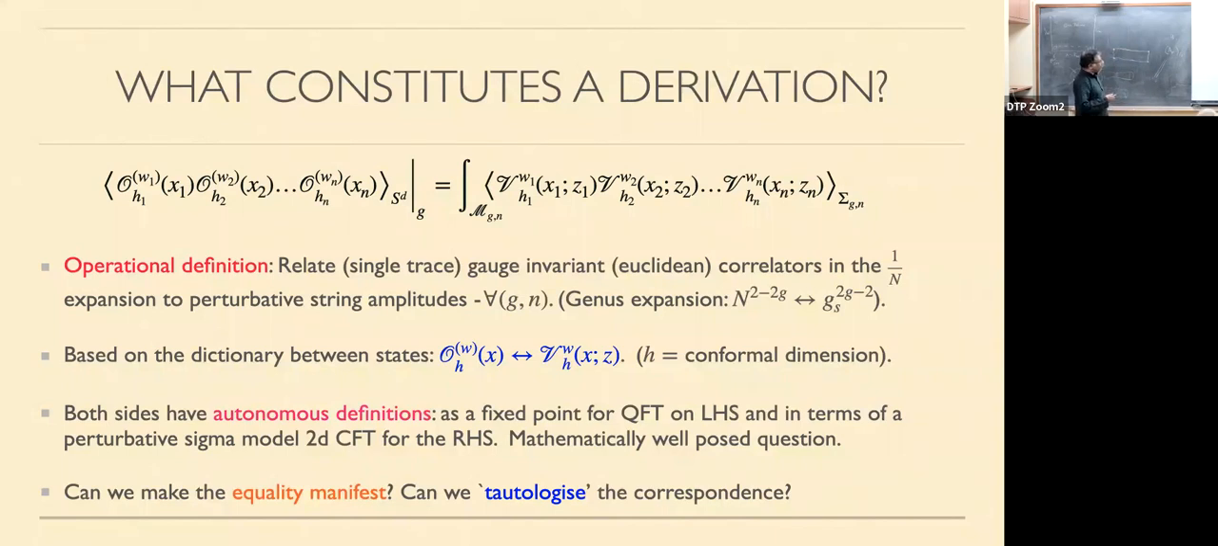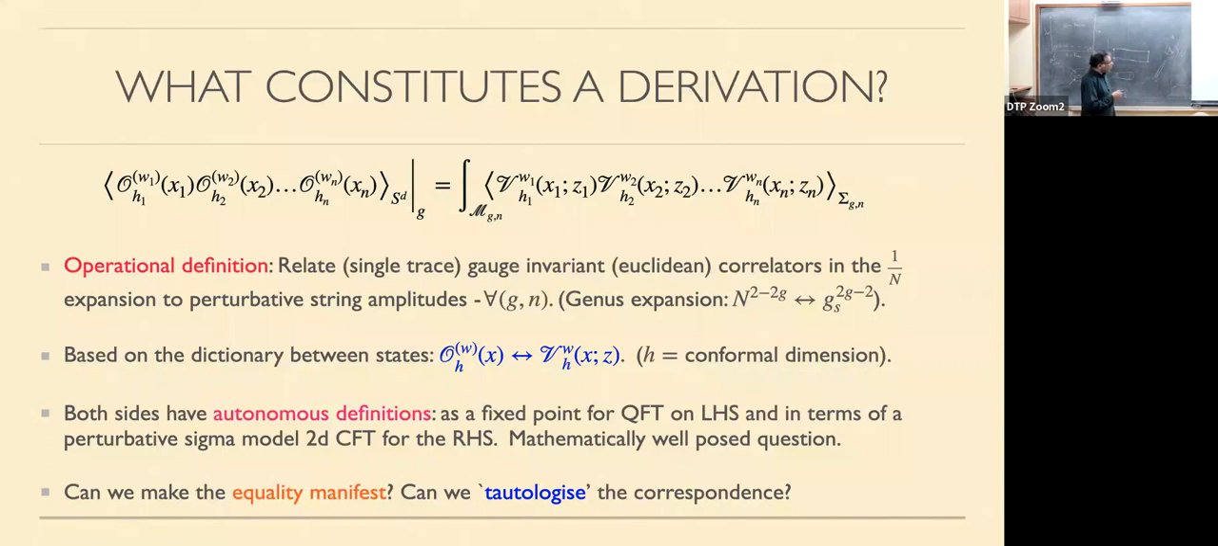And so what I just want to emphasize is that these two are autonomously well-defined quantities. They have very different definitions. The left-hand side, very generally, even away from any perturbative limit, you can define in terms of some quantum field theory fixed point. And the right-hand side is also presumably well-defined in terms of some worldsheet theory. There should be a worldsheet two-dimensional description for most of the string theories that would be dual to gauge theories. So if that is the case, then this equivalence is a mathematically precise or well-posed question.